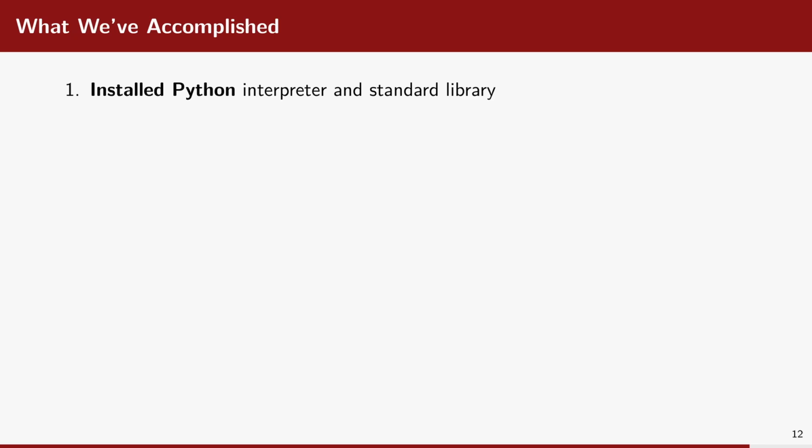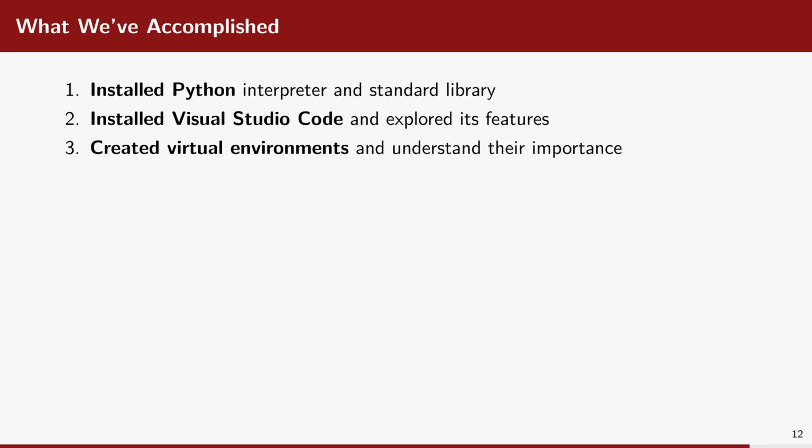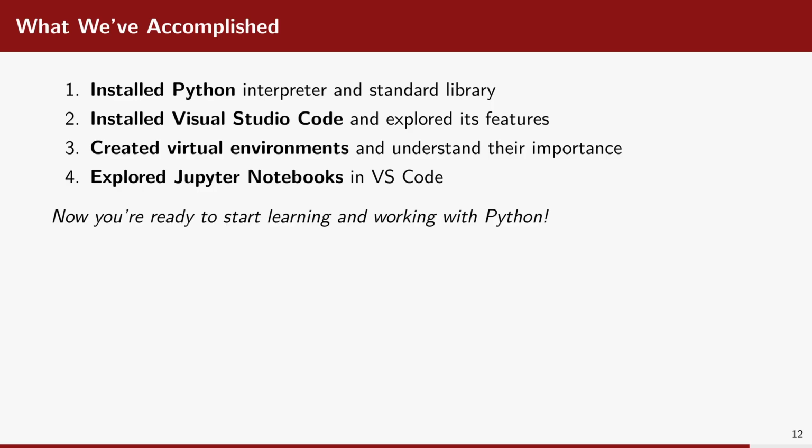Okay, now you should be set up to start learning the Python language. We've followed a lot of steps, but now we have a learning environment all ready to go. We've installed Python, and we've installed and explored Visual Studio Code. We've seen how to create and use virtual environments, and we've explored why they're so important in modern Python development. We've also taken a brief look at how to use Jupyter Notebooks within Visual Studio Code.